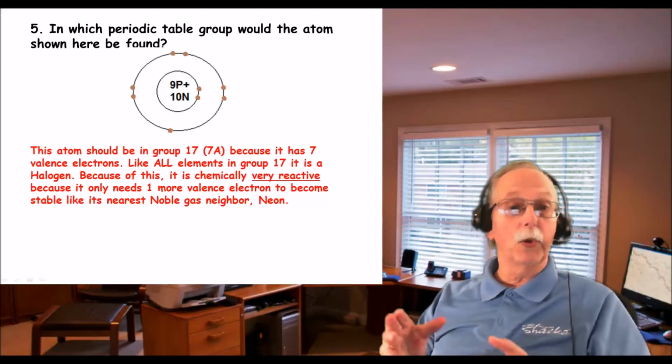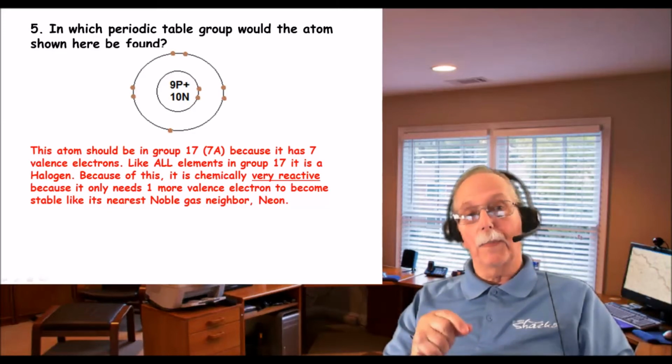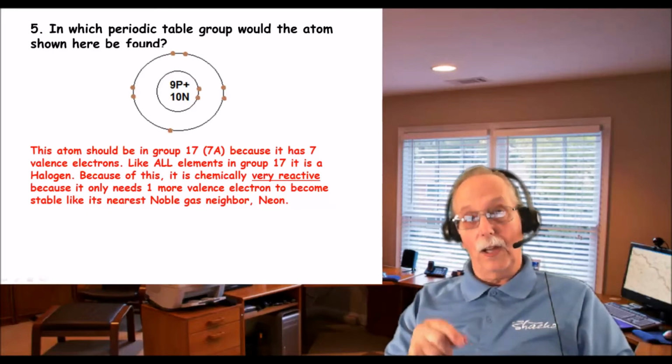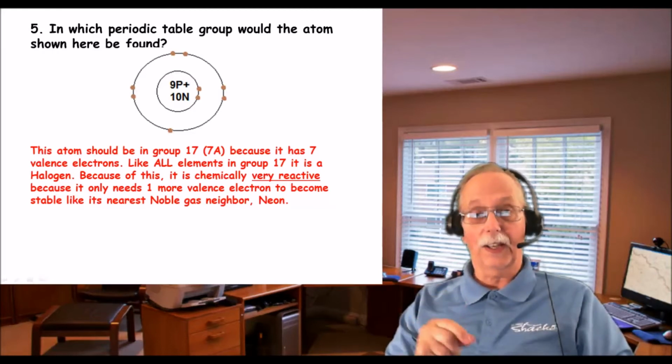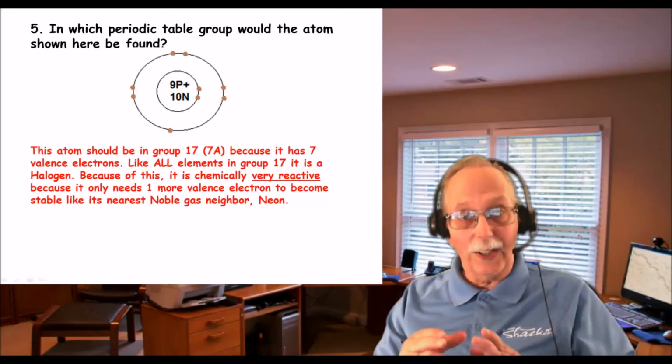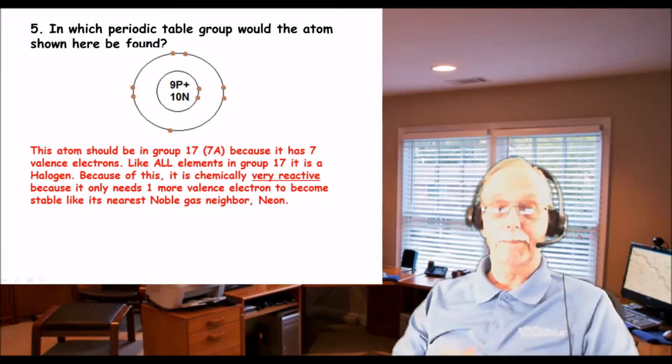So this is in group 17. Remember, the number of valence electrons tells you what group the atom is in. And valence electrons are only the highest energy level electrons. The electrons located in that highest energy level. Here, it's 7.